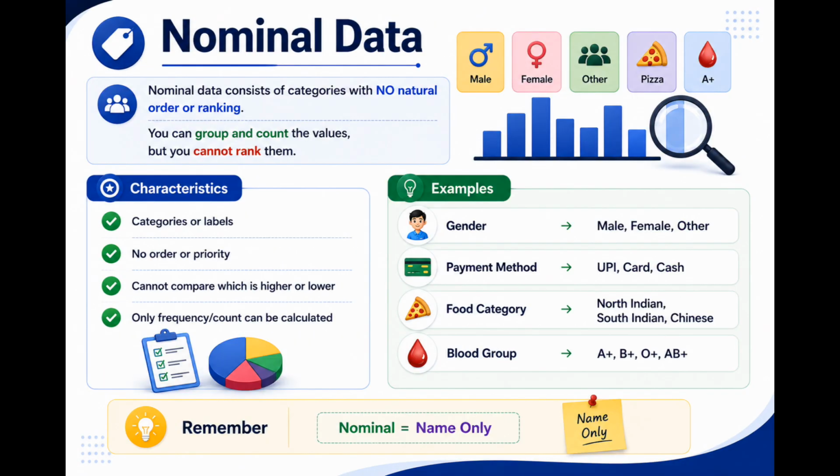Nominal data. Nominal data consists of categories or labels with no natural order or ranking. In other words, you can group and count these values, but you cannot rank them or say one is higher or lower than another. Common examples include gender, payment methods, food categories, and blood groups. These are simply names or labels used for classification. That's why, for nominal data, we can calculate only the frequency or count of each category. A simple trick to remember is nominal means name only. If it's just a label with no order, it's nominal data.